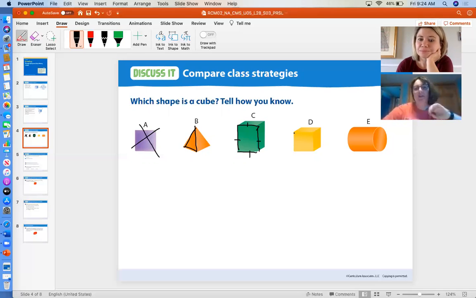Right. Ooh, the next one looks pretty good to me. It looks like a square. All the sides look the same. So I would say that one is definitely a cube. I agree. I think it's a cube as well.